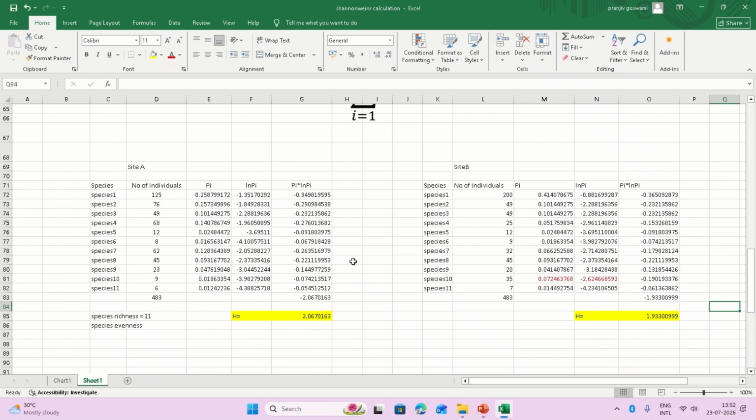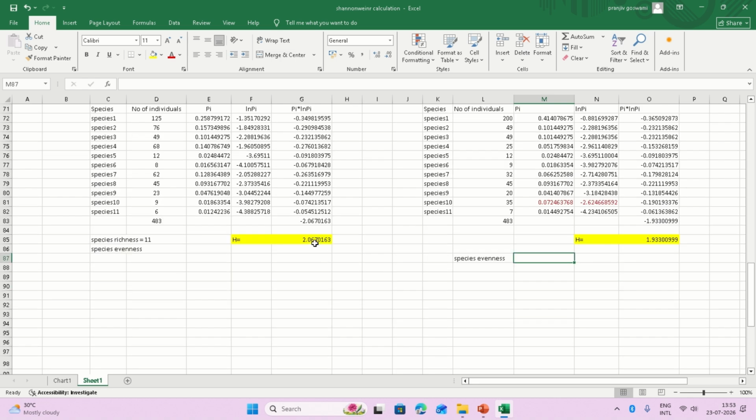Now, although both sites have the same total number of individuals, the biodiversity index is different because here the species evenness is different. So that is how the biodiversity of the two sites is compared using the diversity index.